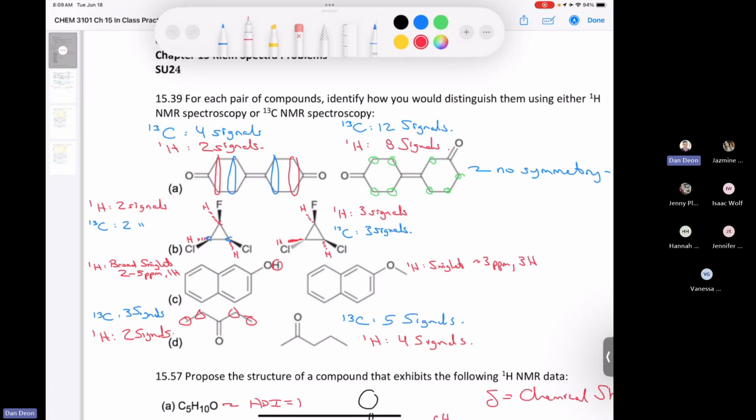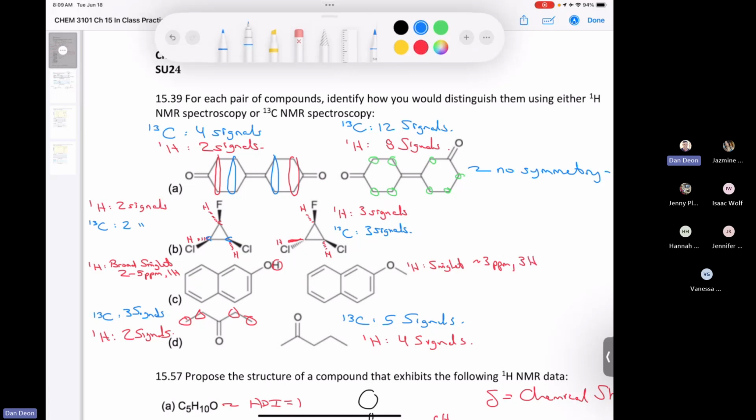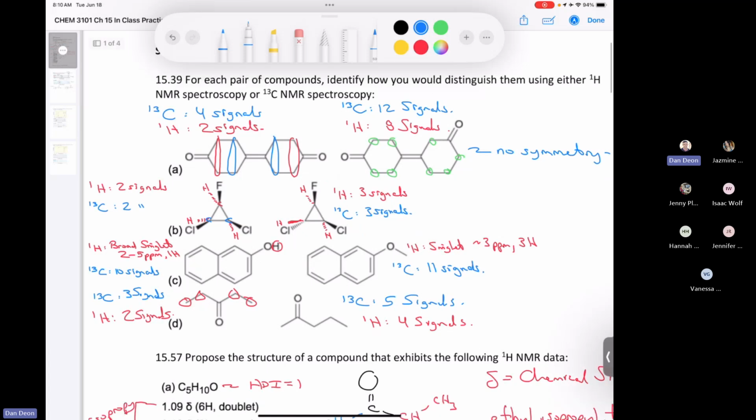The carbon 13 might even be simpler for this one because there's a different number of signals. In the first compound, there's no symmetry anywhere. So in the first compound, you get 6, 7, 8, 9, 10. You get 10 signals. But in this one, you get 11 signals. So it's kind of not a goofy question, but anyhow, I think you all would have picked up on that really quickly. So there you go. That's how you would tell the difference between those compounds using proton or carbon.